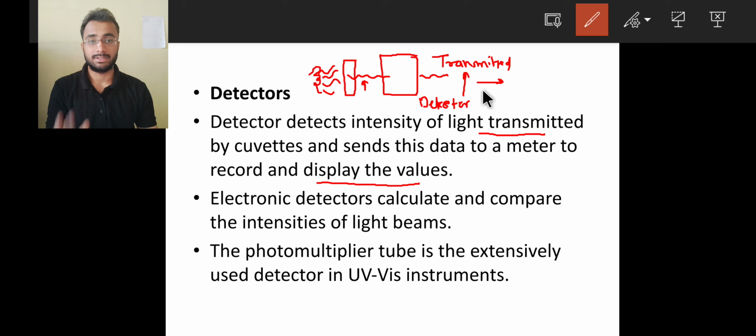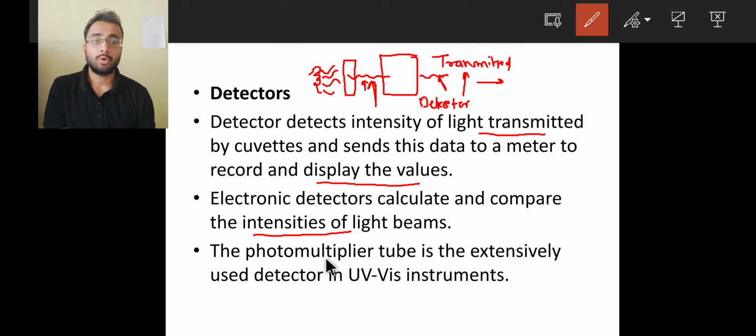Electronic detectors calculate and compare the intensities of the light beams. See, this electronic detector will calculate the intensity of this light as compared to this light. Both lights are important. This is incident light, this is transmitted light. Obviously this transmitted light will have a lower intensity, because it is passing through a sample, and the sample will absorb some of the energy.